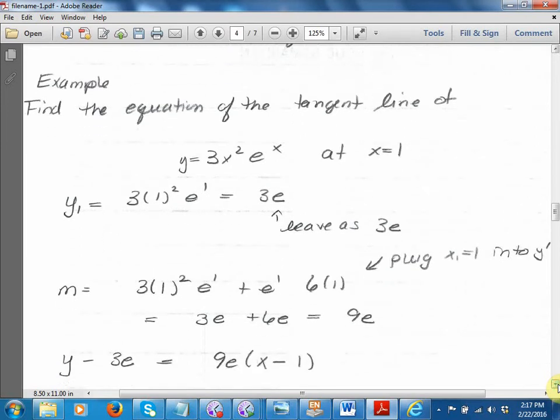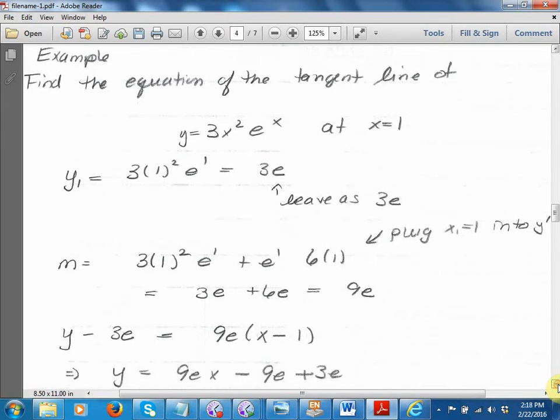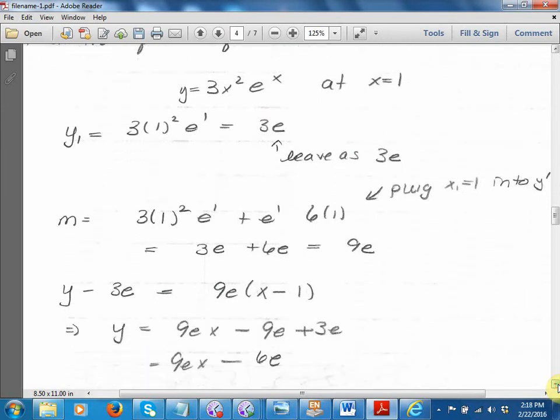So then you go y minus y1, which is minus 3e, equals m, which was 9e, times x minus x1. Same old, same old. You solve. And in the morning section, we did plot this on Mathway. Mathway has a little e symbol, and then we figured out you actually can type just e, and it works. It worked out, so there was no mistakes on this one. This is indeed the tangent line of this guy.